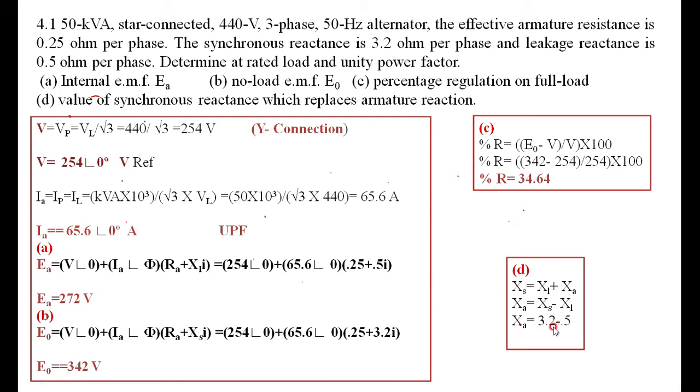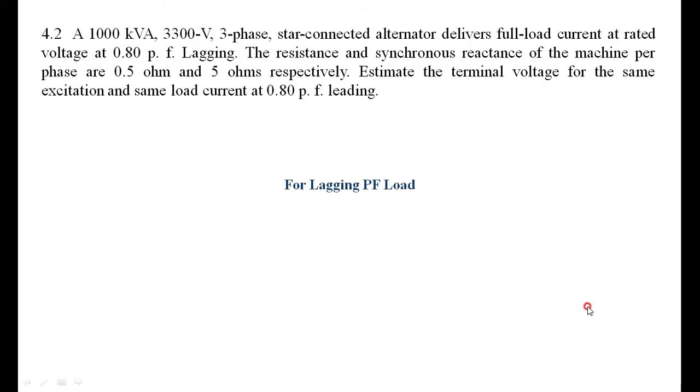Therefore, XA, what I am getting is 3.2 minus 0.5, that is XA is 2.74. This is how we have to find out the value of the XA. The next numerical is a 100 kVA 3300 volt 3-phase star connected alternator.